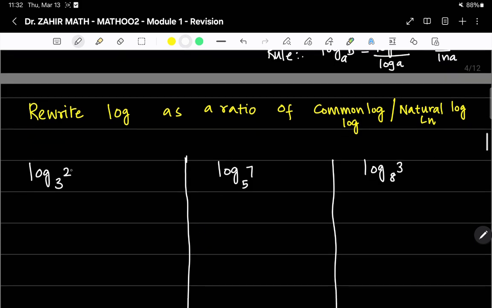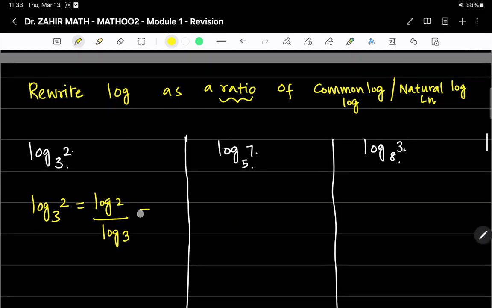Very simple. Take this number as the numerator, this number as the denominator, right? So the answer is log 2 base 3 is equal to log 2 divided by log 3. Ratio means divide. You can say it like that, okay? This is called common logarithm.